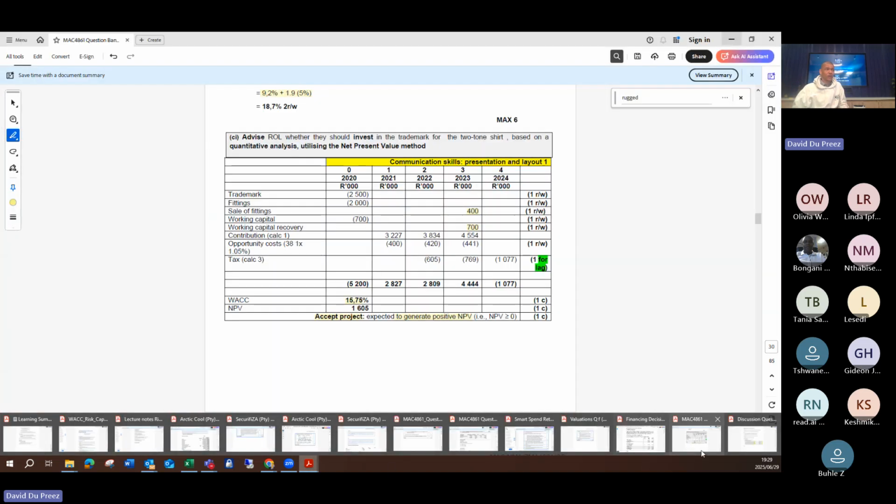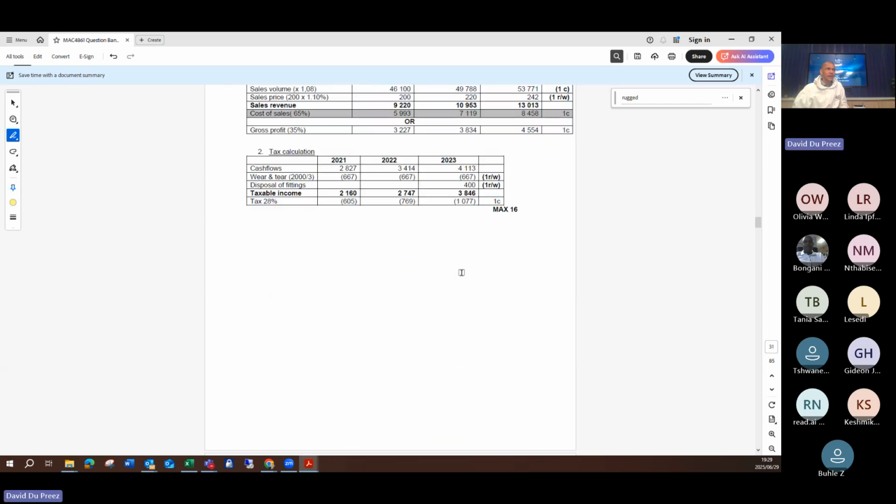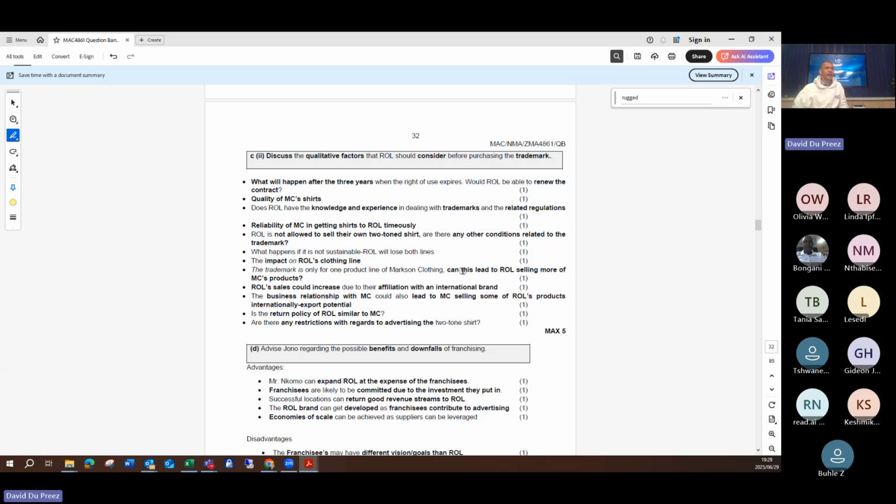And so if I go to the qualitative factors, yeah, they ask what will happen. Again, guys, I want to highlight, can you see all the questions being asked here? There's another question. There's another question. Here's another question. So basically, you're really just asking yourself, what if this, what if that? What will happen after 3 years when the right of use expires?